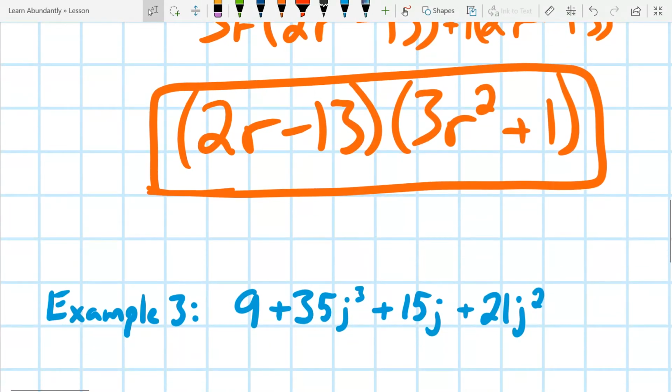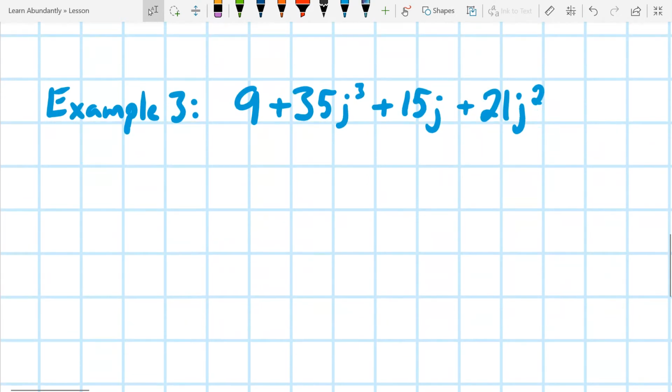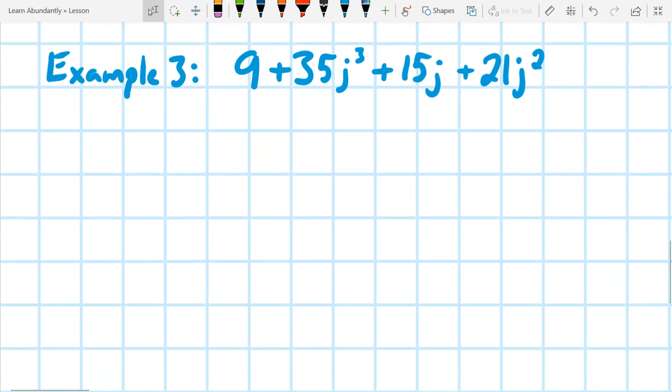So these can get a little bit more difficult. Not much, but one thing they can do to try to trip you up is they can put them out of order. So if you look at this one, we've got the j cubed, and then the j squared is over here. So when it's out of order, it makes it much more difficult to pull out the pairs. So what we're going to do is we're going to rewrite it in order.